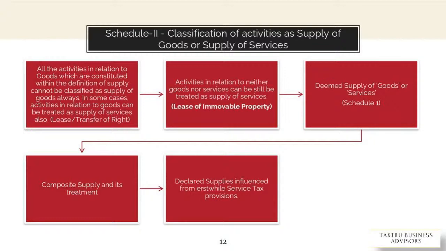Deemed supply of goods and services. If you see Schedule 1, there are 4 items written over there: permanent disposal of goods, supply between distinct persons, or supply between agent and principal. So in those cases, even though those goods are supplied without consideration, they are still treated as supply. So you can take the reference of Schedule 1 as well to identify the characteristic of any particular activity.